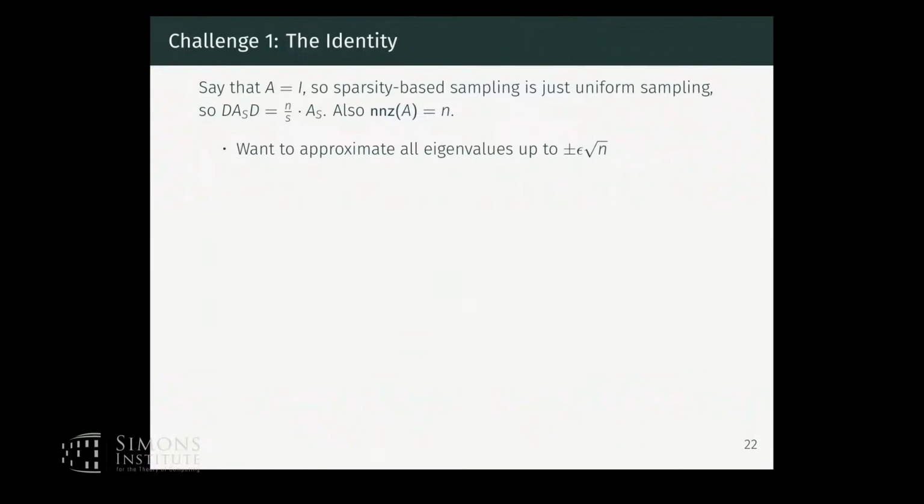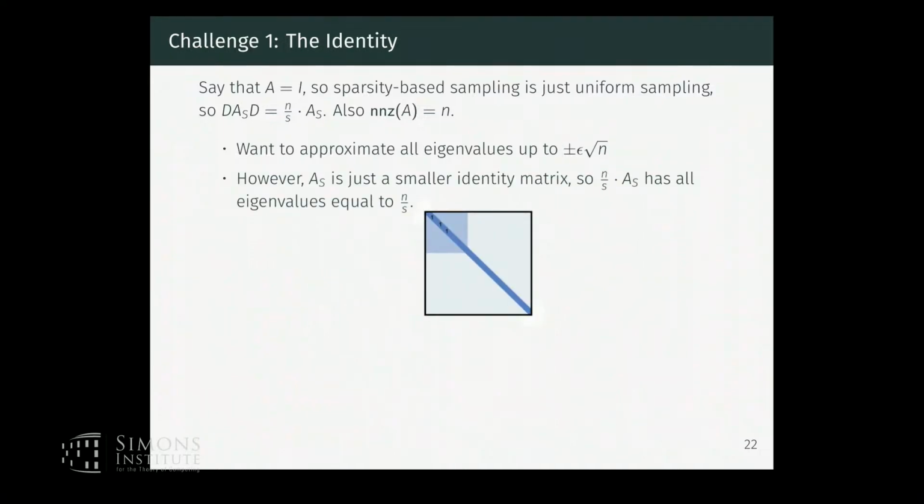So we need to approximate all the eigenvalues to error roughly root N if we want to get our bound. But when I sample this principal submatrix, I'm just going to get an identity out, scaled by N over S. So the eigenvalues of my sample matrix are all going to be N over S. If I want to get error root N, I would need to set S at least like root N. So I'm not going to get a polylog dependence. My algorithm just fails for the identity. This algorithm just doesn't work.